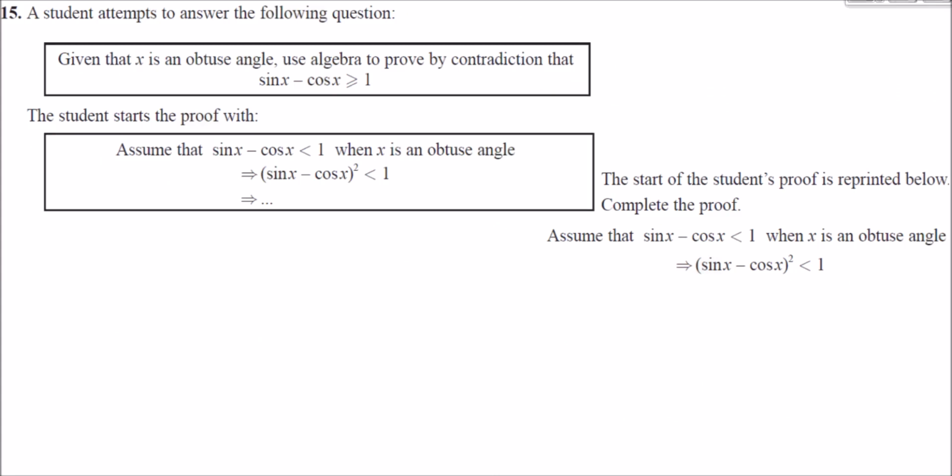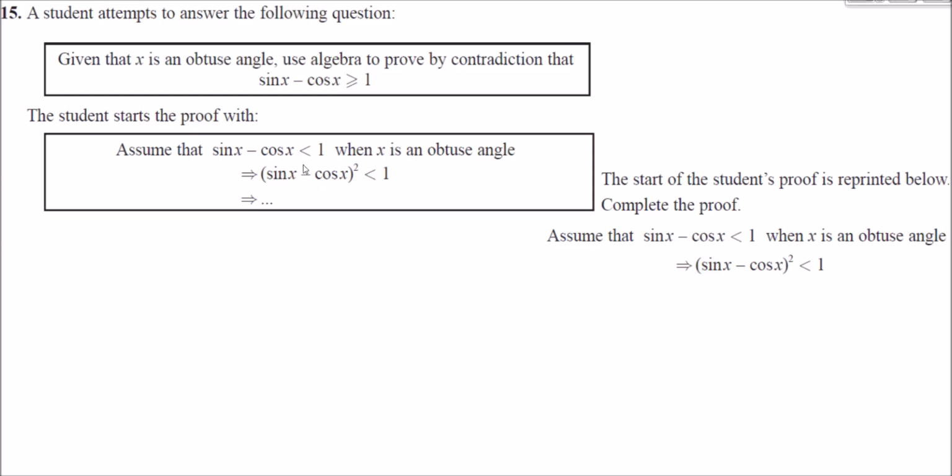Question 15. A student attempts to answer the following question. Given that x is an obtuse angle, use algebra to prove by contradiction that sin x minus cos x is at least 1. So the student started off a proof. They're assuming that sin x minus cos x is less than 1 when x is an obtuse angle.